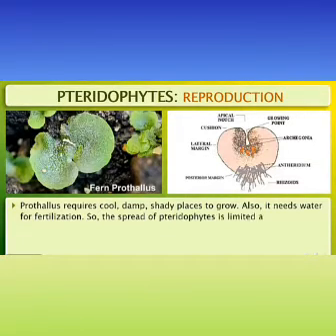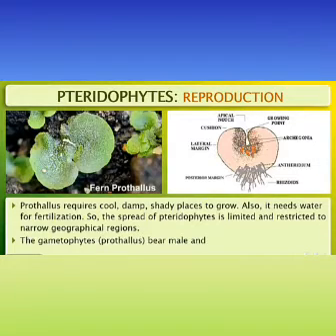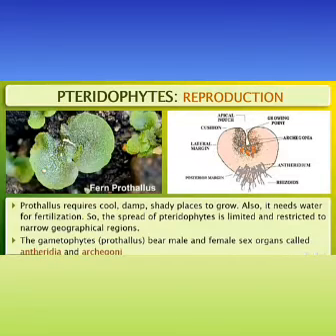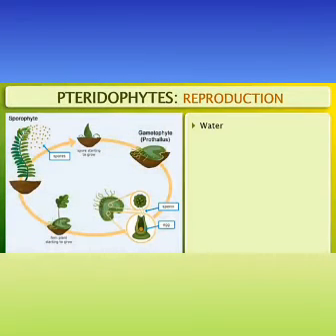Also, it needs water for fertilization. So, the spread of pteridophytes is limited and restricted to narrow geographical regions. Where the water is present, there only the pteridophytes will be present. The gametophytes bear male and female sex organs called antheridia and archegonia. As we discussed in the earlier class, male ones are the antheridia and female sex organs are called archegonium.